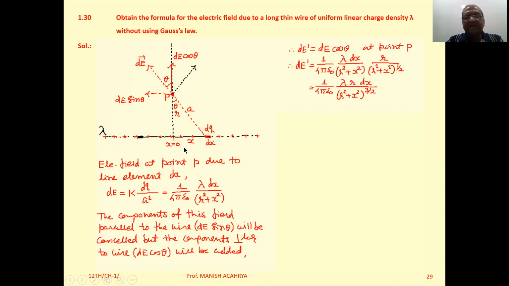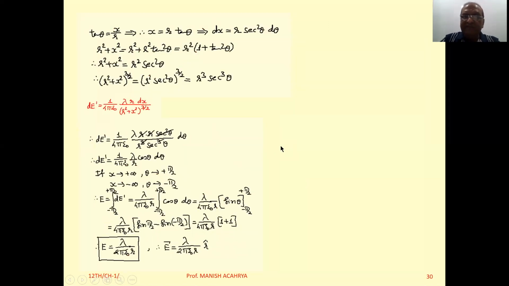Now to find out the resultant electric field at P, we have to consider so many infinitesimal small elements starting from x equal to 0 to x equal to infinity, as well as on the left-hand side starting from x equal to 0 to x equal to minus infinity. Then we have to take the summation of all those. It implies that we have to integrate this equation between the limits minus infinity to plus infinity. But for that integration, we have to change the variables.